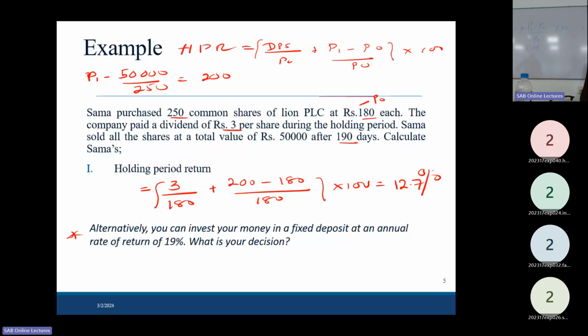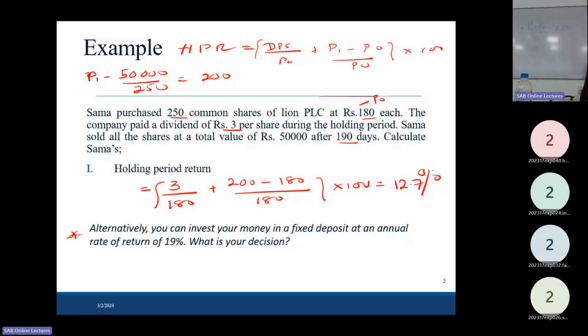Any other alternative answer? You all are going with the fixed deposit. Why? You may think this 12.7 is lower than this one, so again you are going with the fixed deposit, 19%.